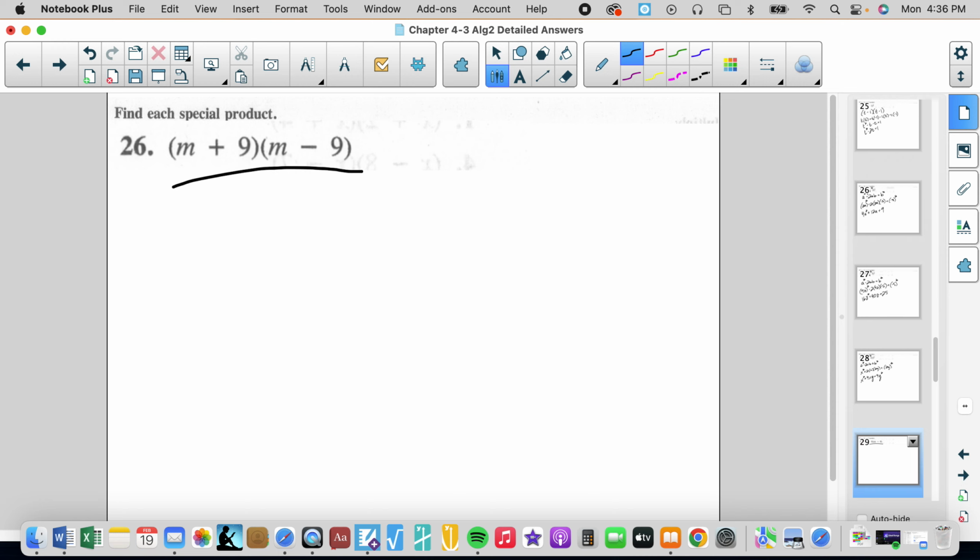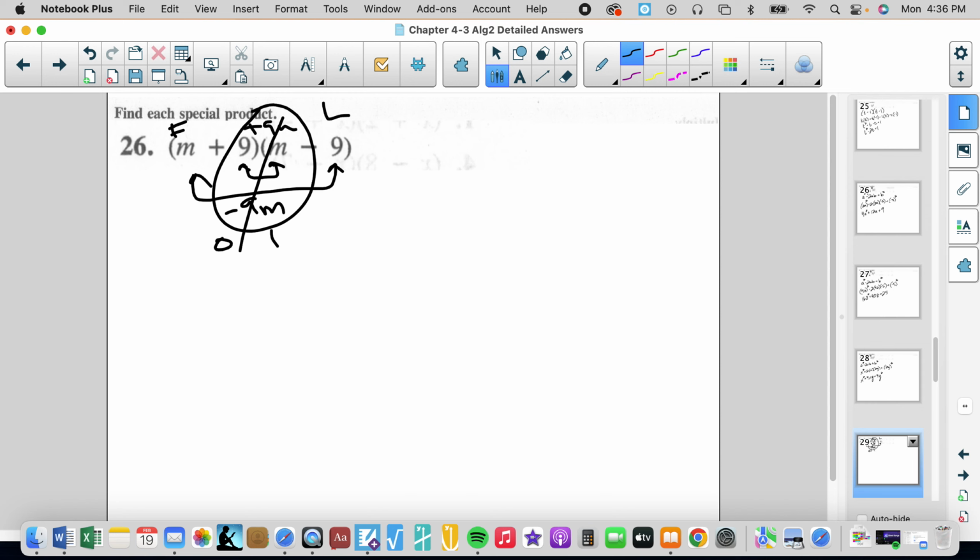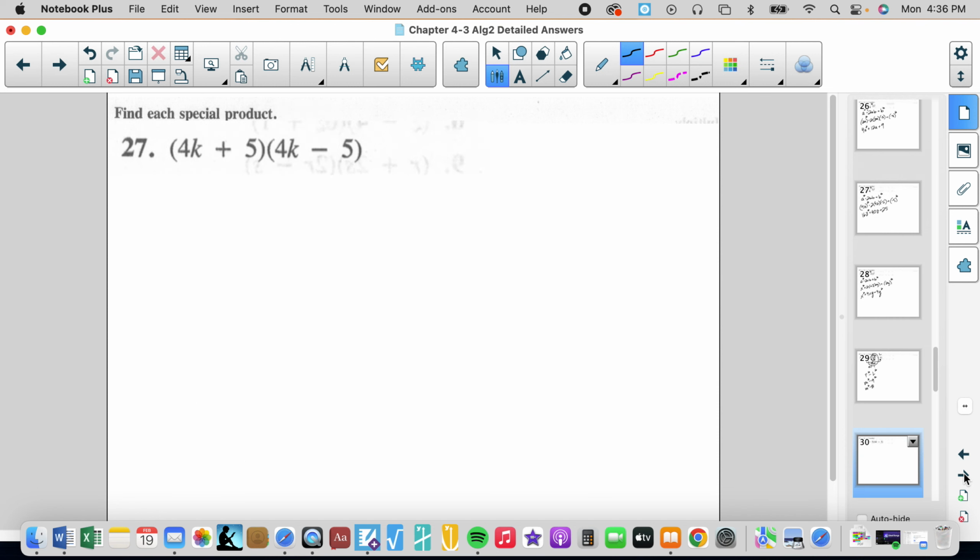Now we're dealing with conjugates. We notice our outside is negative 9m and my inside is positive 9m. And what happens with those? They just cancel. Remember, it's first, outer, inner, and then last. So we're just left with, the template is first squared minus last squared. So this is my first, this is my last. So it's m squared minus 9 squared, m squared minus 81. Real easy. My inside and outside cancel.